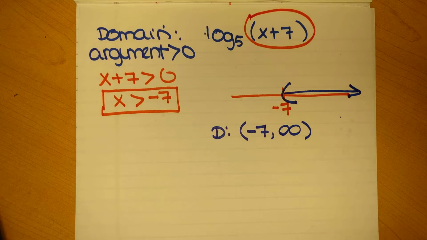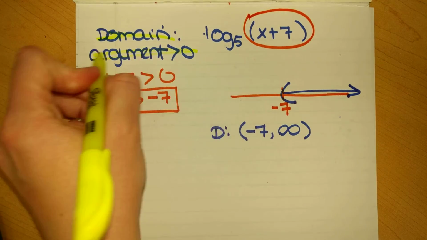Okay, so that's the really cool thing about the argument, is that the argument has to be greater than 0. So whatever number you plug in to the argument, you've got to get that full argument of x out to a positive, strictly positive, not equal to 0. So again, the domain: argument greater than 0.